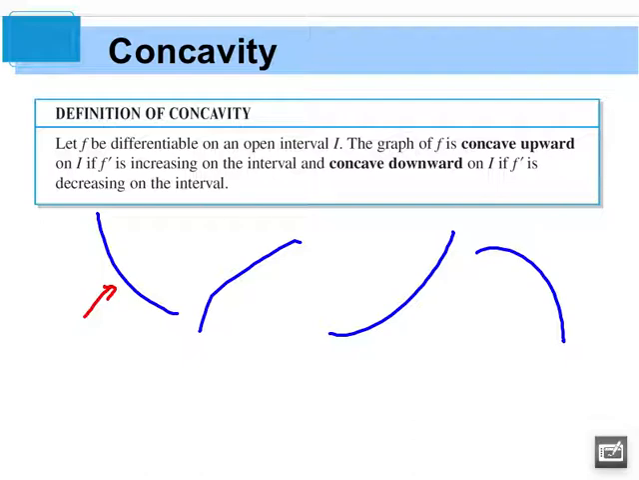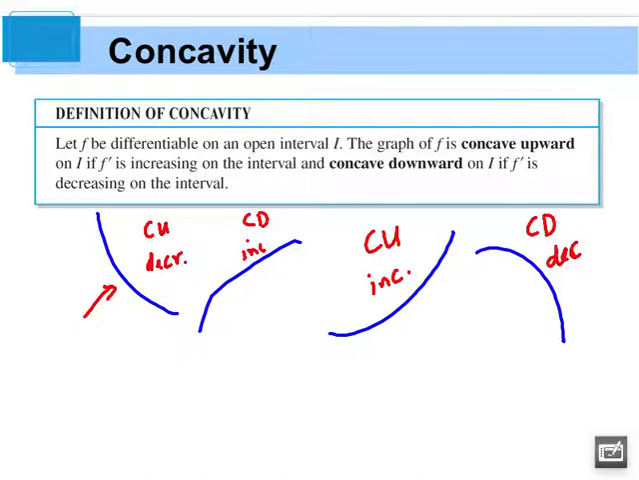The tangent line would have a negative slope, meaning it's decreasing. Right. So this is concave up, but decreasing. What about this guy? Concave down, but increasing. This one? Concave up, increasing. And then concave down. Okay, 4 possibilities.